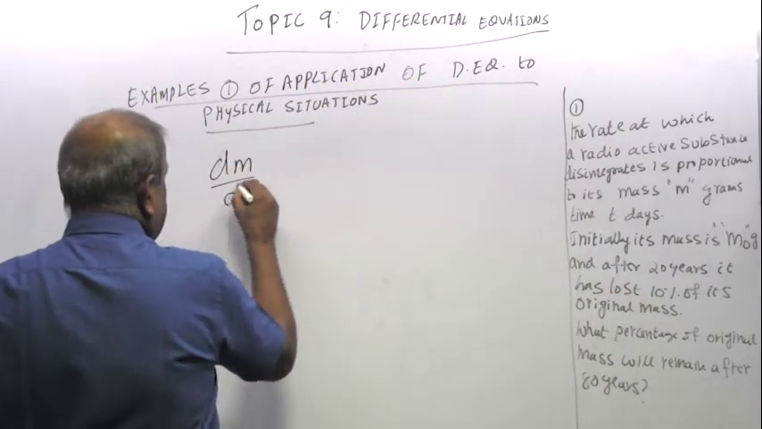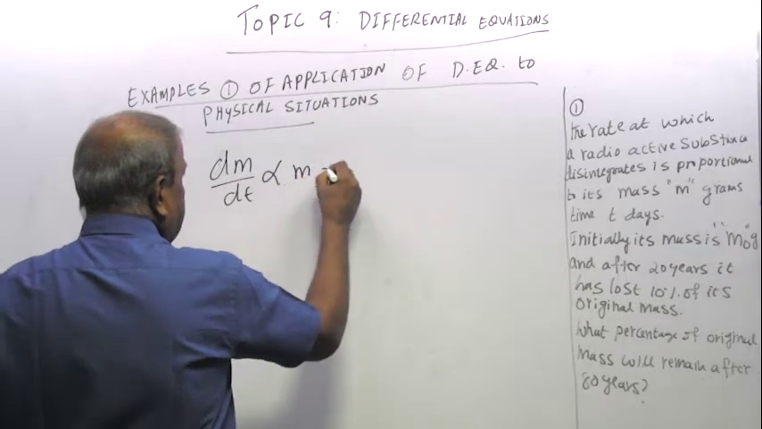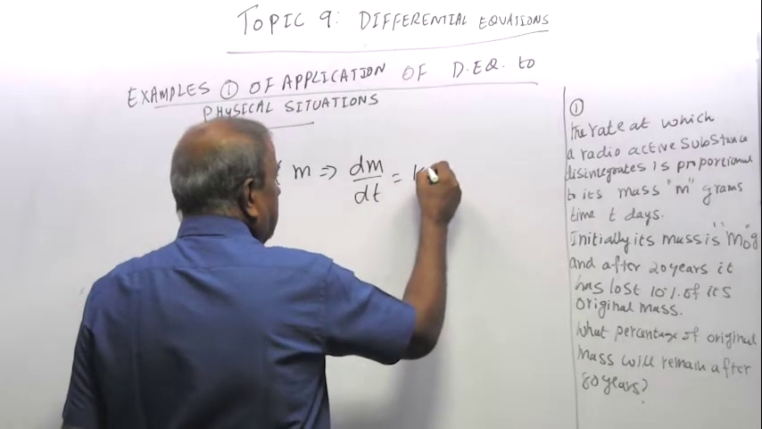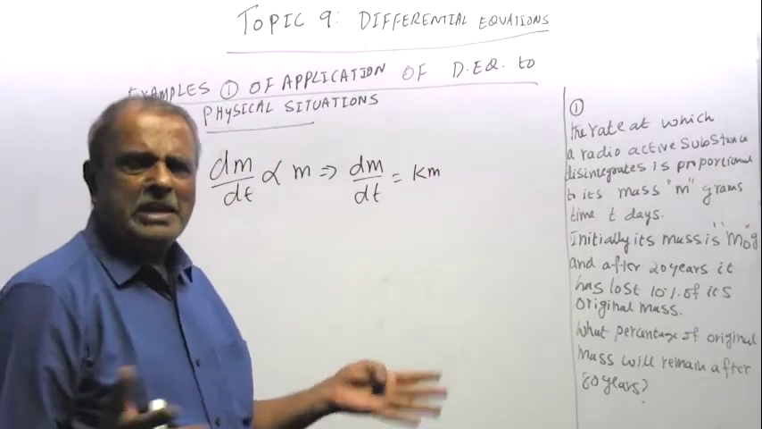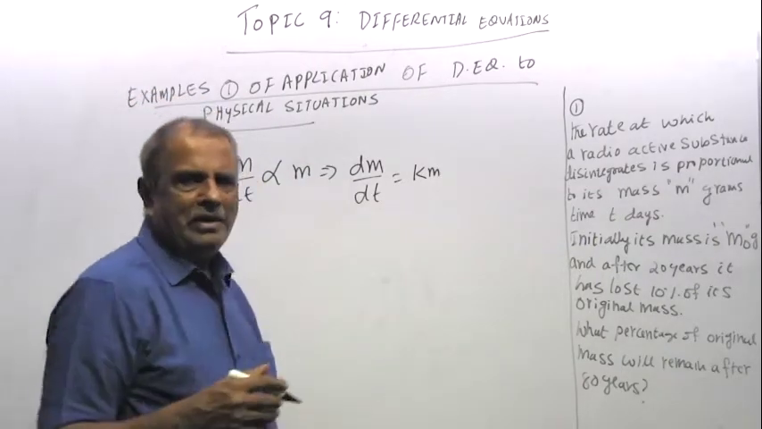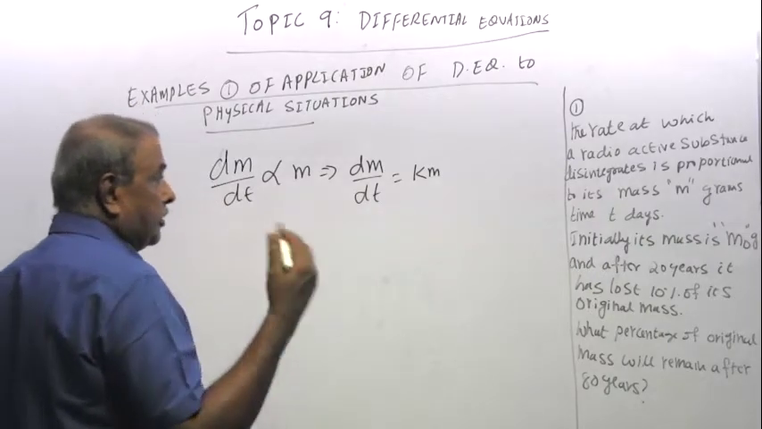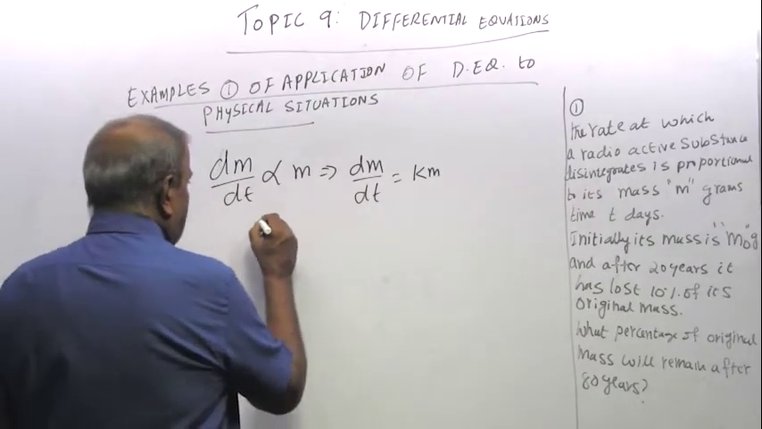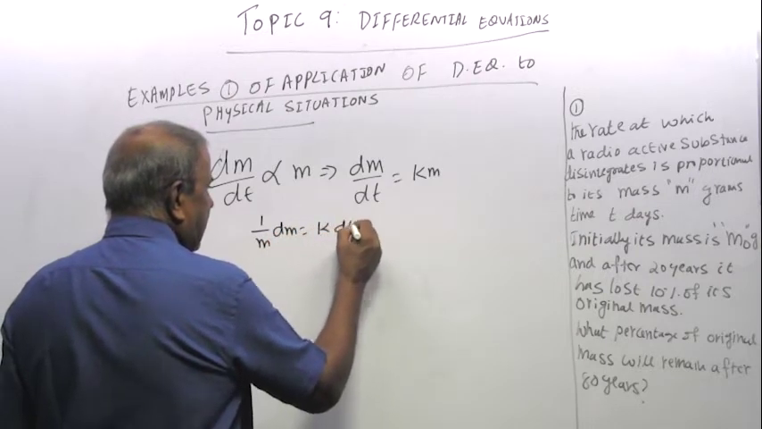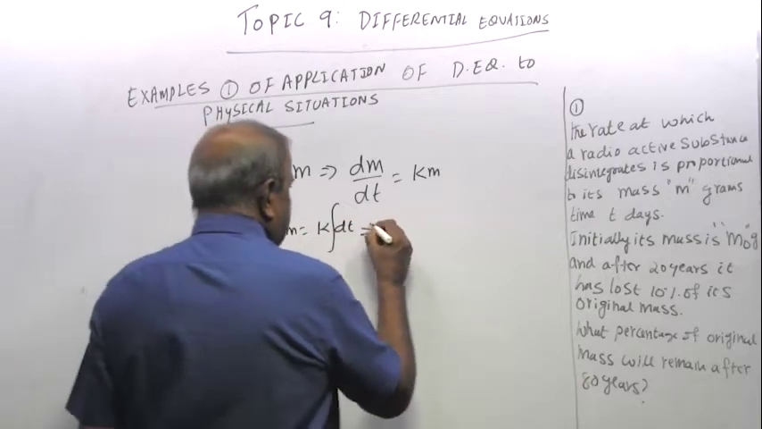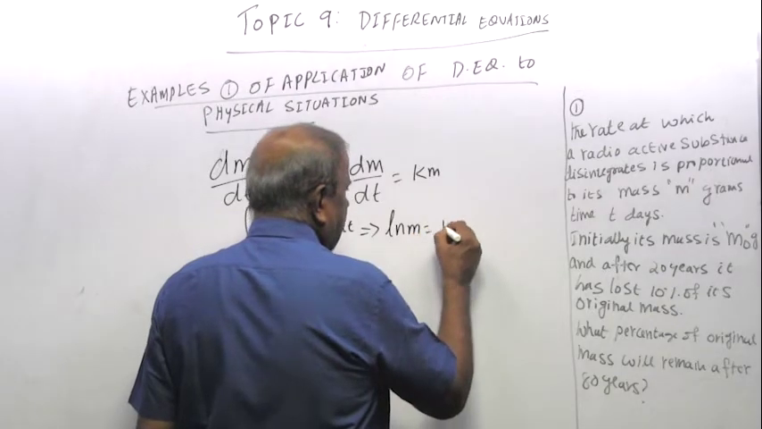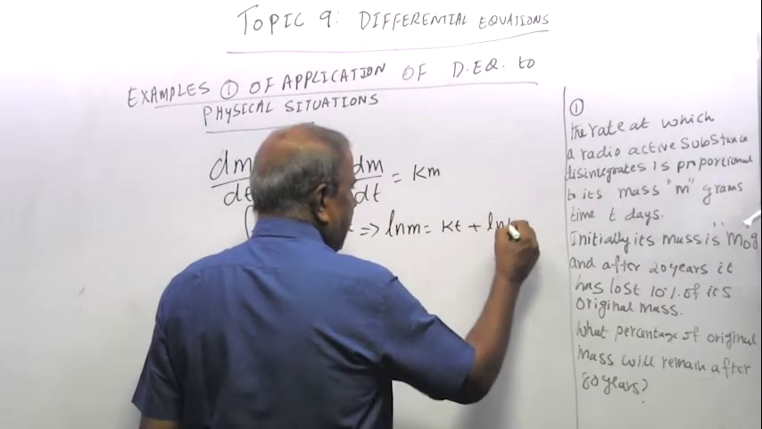dm by dt is proportional to m, or dm by dt equals km. You can as well use minus km; in fact, you should use minus km, but let me stick to km, it doesn't matter. So the first job will be to solve. 1 over m dm equals k dt, integrate both sides. That gives me ln m equals kt plus ln a.